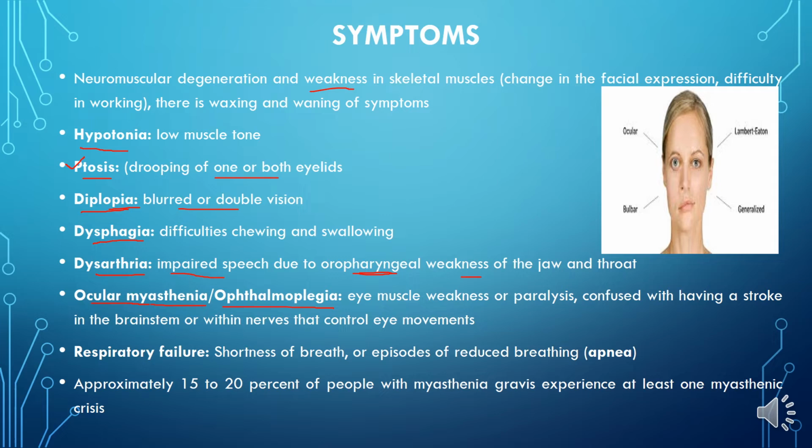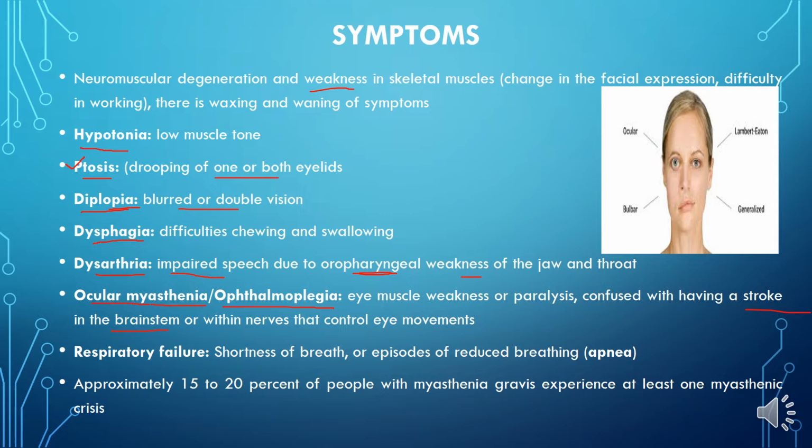Also, we have another type of eye problem, that is ocular myasthenia or ophthalmoplegia, where the eye muscles become so weak and sometimes paralyzed that eye movement is hindered. And this type of ocular myasthenia has a symptom similar to a stroke in the brainstem.